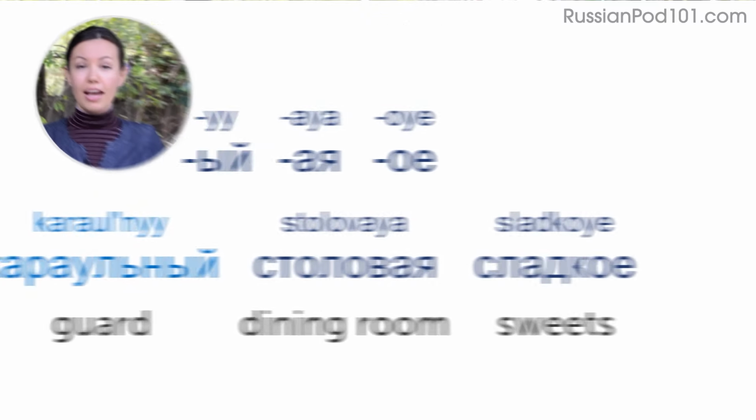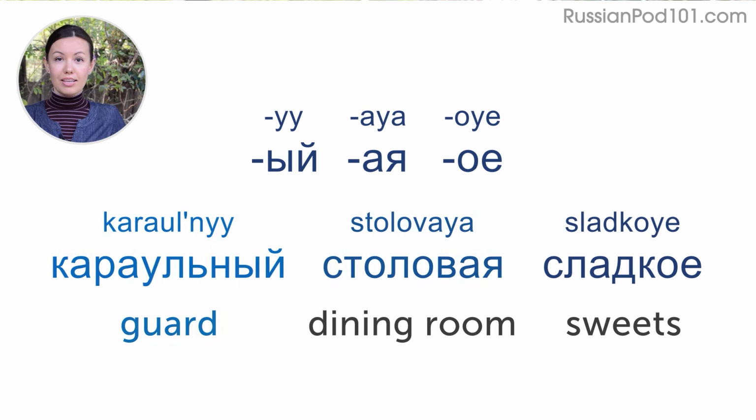And now we'll talk a bit about the cases when adjectives act as nouns. The examples of these are караульный – guard, столовая – dining room, сладкое – sweets.